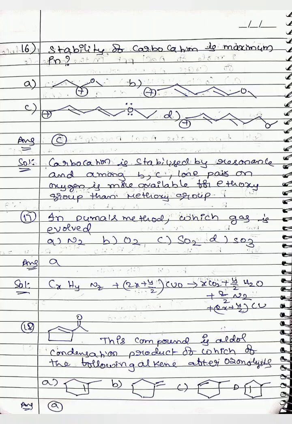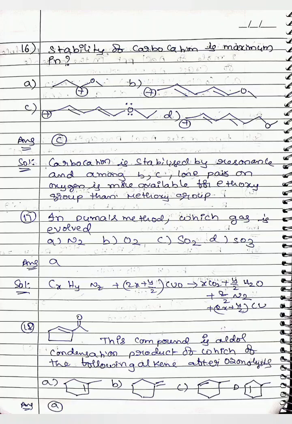Next one. In Dumas method, which gas is evolved? We know that whatever nitrogen is present in the compound readily converts into nitrogen gas. Here you get the overall reaction: CxHyNz + (2x + y/2) CuO gives xCO2 + y/2 H2O + z/2 N2 + (2x + y/2) Cu. Next one.